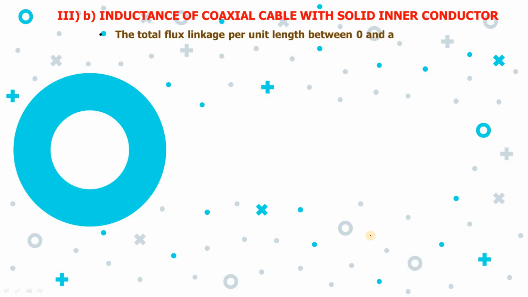The total flux per unit length between 0 and a is nothing but what? So phi is equal to the integration from 0 to a. Now you need to apply the limits, right? So phi is equal to the integration from 0 to a of mu naught mu r I r cube divided by 2 pi a square into dr, right? So you need to integrate with respect to dr.